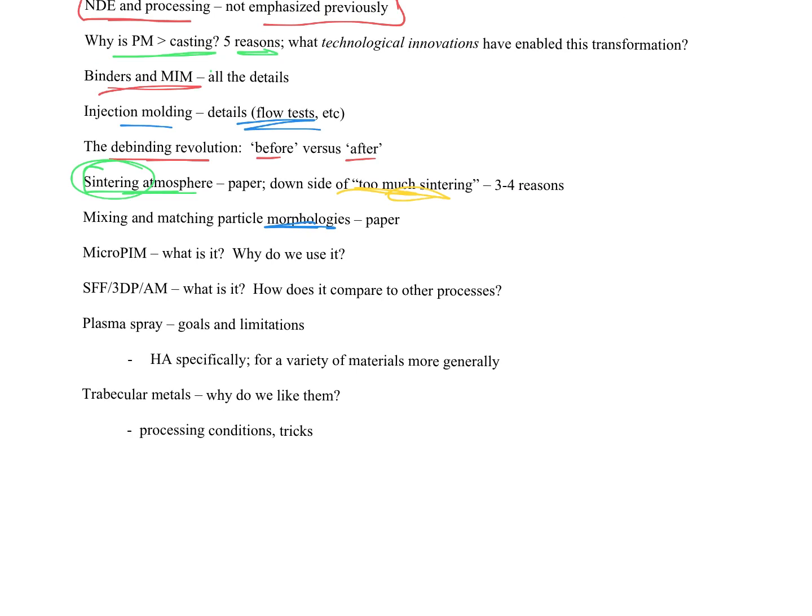All right. So metal powder injection molding, what is it? Why do we use it? It should be pretty straightforward. And then these solid freeform 3D printing, additive manufacturing. I was just talking about some guy who wants to set up a lab in 3D printing. What is this and how does it compare to other processes?